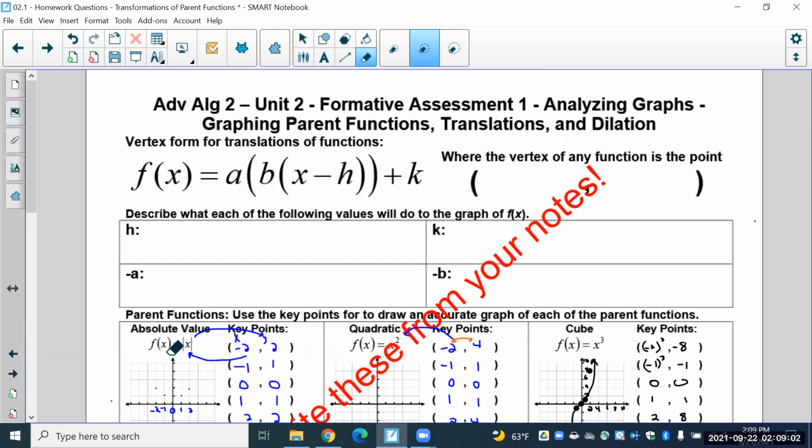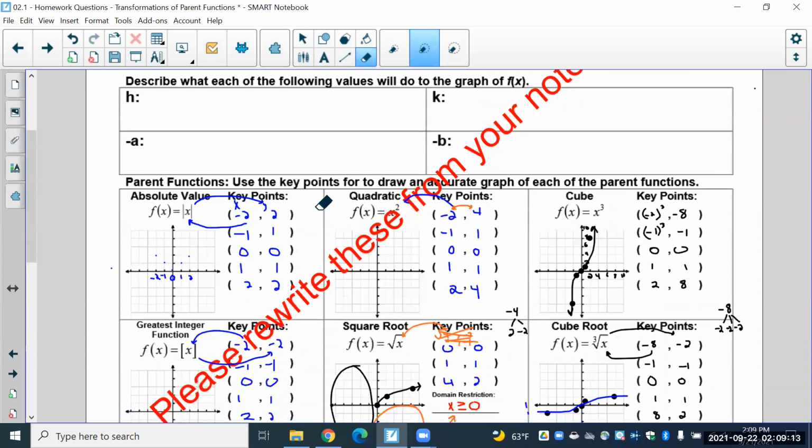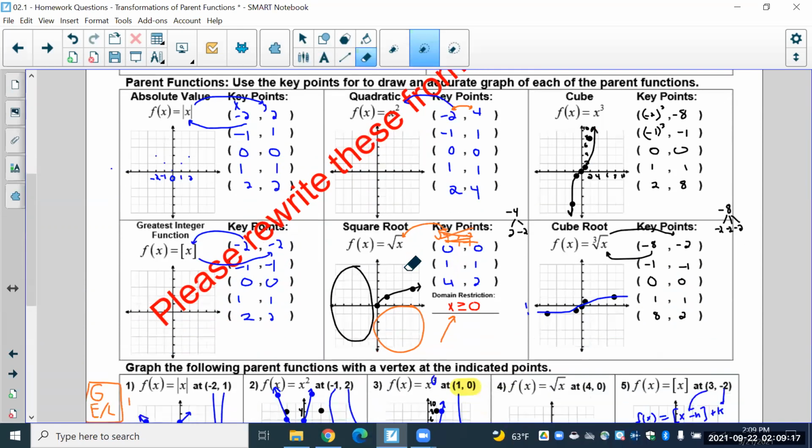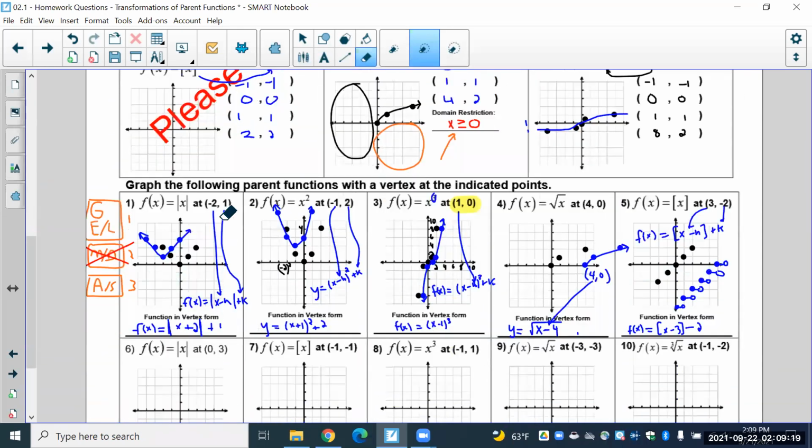So the first part of it, you really need to just get from your notes. I'm looking for very specific things like opposite H, exactly K, and then tell me in your own words, what do these do? And show me that you know the parent function points and graphs, okay? So down here, all you're doing is taking the parent function, you're drawing it, -2, 2, -1, 1, 0, 0, 1, 2, and 2, 2, and you're placing it at that point.